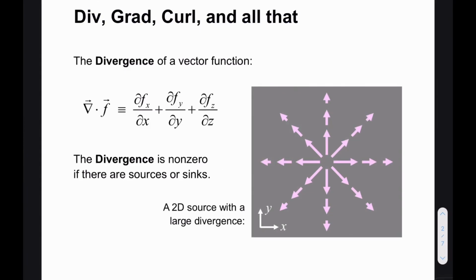Now, if we do a dot product of the del operator and a vector field, we get something that we call the divergence of that vector field. So this quantity tells us if the field is diverging or converging and in what amount. So this is a figure with non-zero divergence. The divergence of a vector field is non-zero if there are sources or sinks in that field.